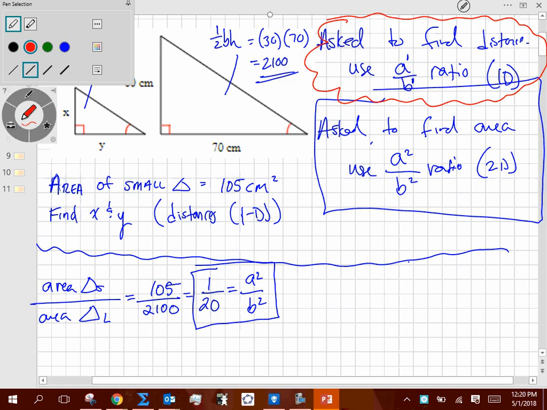If distances use A over B, but I have A squared over B squared, if I take the square root of that, does that give me A over B? Yeah, the square root of A squared is A, the square root of B squared is B. So should I take the square root of this? What's the square root of 1 give me? 1. And now if I take the square root of 20, what's a perfect square that divides 20? 4. And it goes in 5 times, right? So would we agree that radical 20 is the same thing as 2 radical 5? So that's what I get for A over B. 1 divided by 2 radical 5.